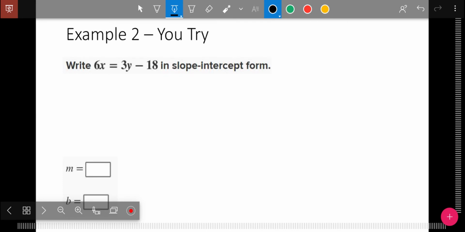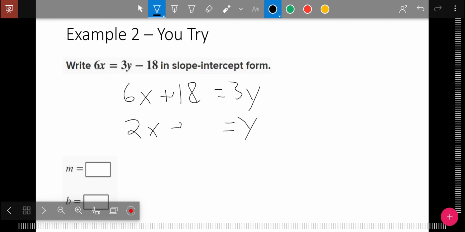You can pause the video here and give it a try. All right, if you didn't pause the video, you can go ahead and keep doing that, but I'm going to go ahead and work on it here. I'm going to add 18 over. It gives me 6x plus 18 equals 3y. I now divide by 3. I get 2x plus 6. And so my m here is 2, and my b here is 6.